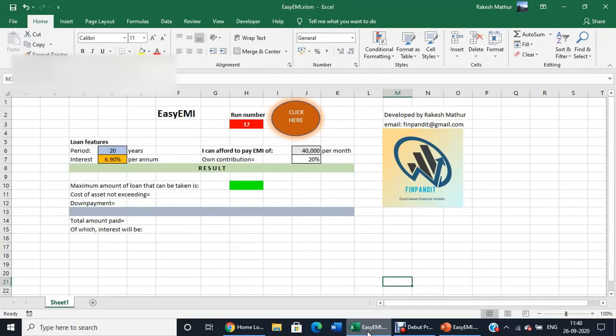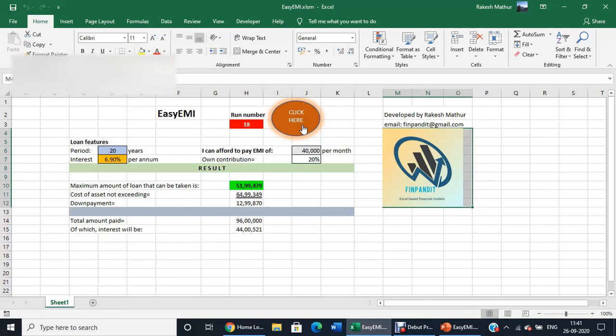This is where EasyEMI will come to your help. I key in the period, which is 20 years, interest, which is 6.9%, the affordable amount of EMI which I am willing to pay is 40,000 rupees. Own contribution which is required to be made is 20%. I just click here. Wow. Immediately I get the result.